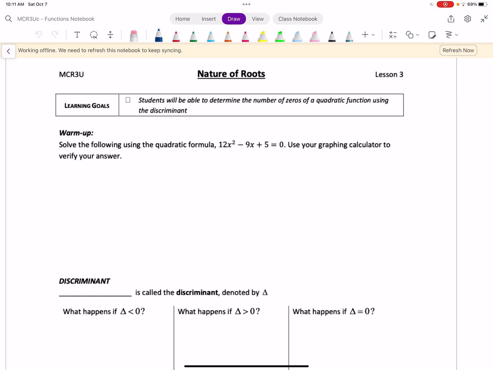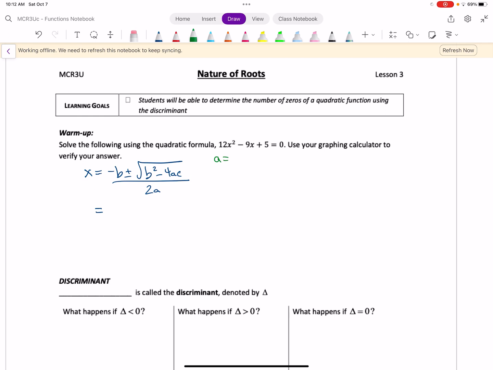So let's try this little warm-up question. It says, solve the following using the quadratic formula. And we've got this equation. It says, use your graphing calculator to verify our answer. So first thing I'm going to do is write out the quadratic formula. So x is negative b plus or minus square root of b squared minus 4ac all over 2a. So we're trying to solve for x when y is equal to 0. So we use this in order to do that. That's one of the ways. If we could factor, we probably would, but I don't think we can factor this one.